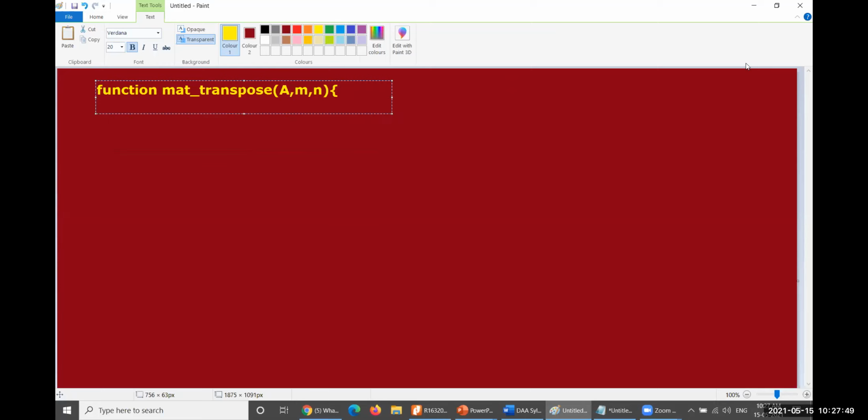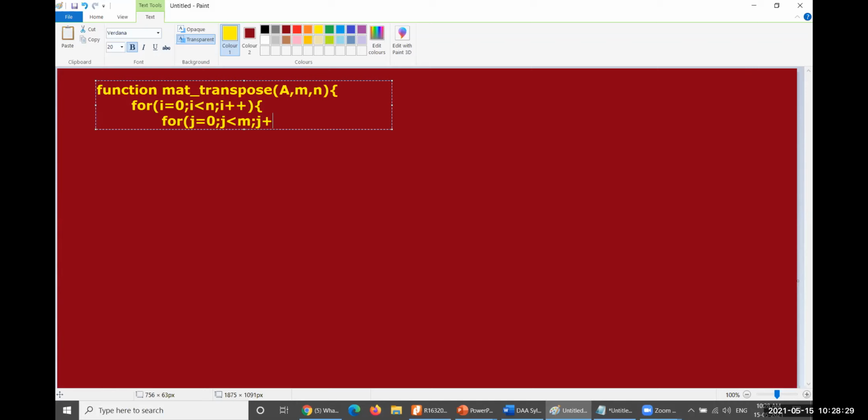So open brace. Here, what we are supposed to do: for I equal to 0, I less than N, because of transpose. Number of columns will be transposed to number of rows, so that it will be taken like this. So N, I plus plus. Similarly, for j equal to 0, j less than m, j plus plus.